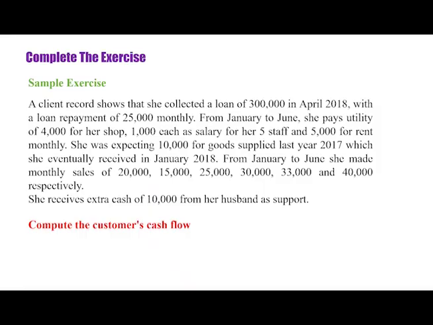While this concludes our lecture for Lecture 6, compute the customer's cash flow below. Just follow the examples below and you'll understand where each item is placed.